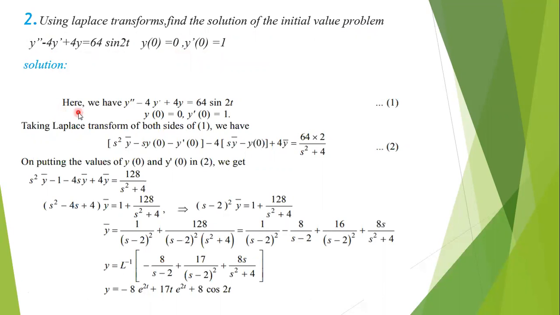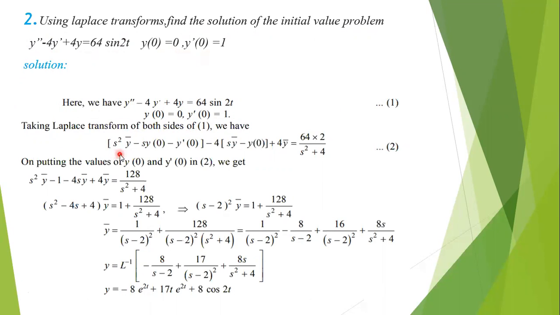Solution. Here we have y double dash minus 4y dash plus 4y equals 64 sine 2t. Make it equation number 1, with y of 0 equals 0 and y dash of 0 equals 1. Then take the Laplace transform of both sides of equation number 1.